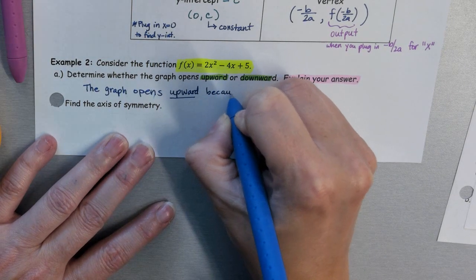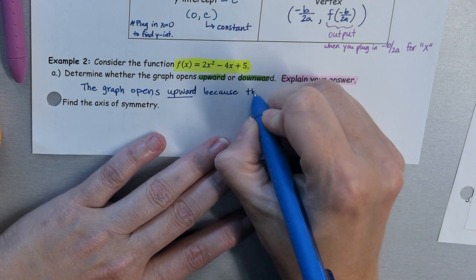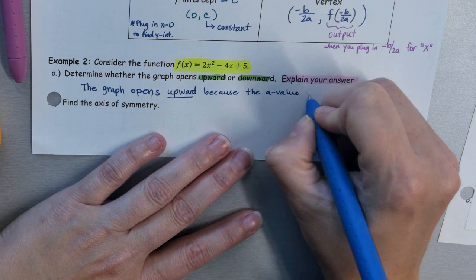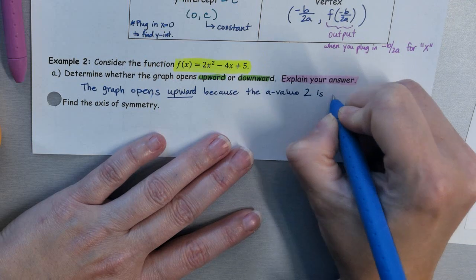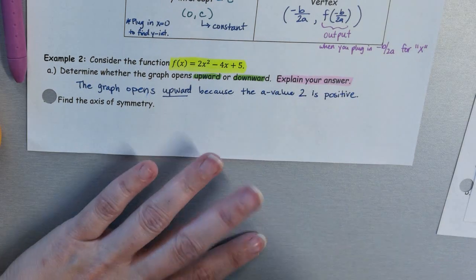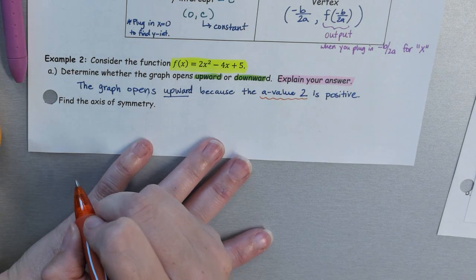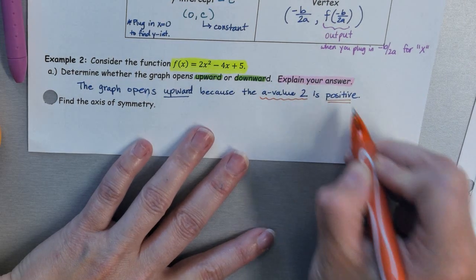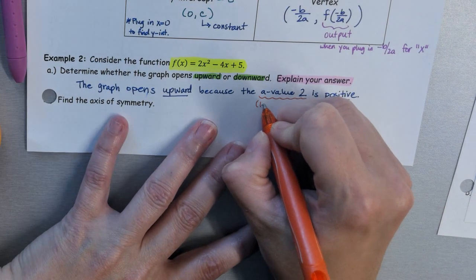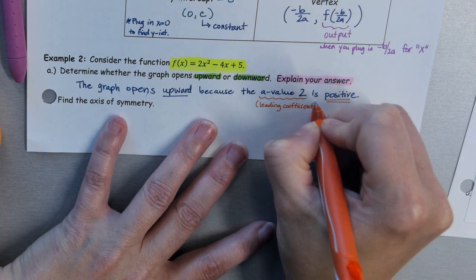and then I'm going to be very specific about why. Okay, it's because the A value 2 is positive. Okay, so there's a couple things I want you to do. I want you to make sure you identify the A value. And then you have to identify if it's positive or negative. Okay, you could also, if you want to say the leading coefficient, you could, that would be another way you could word it.